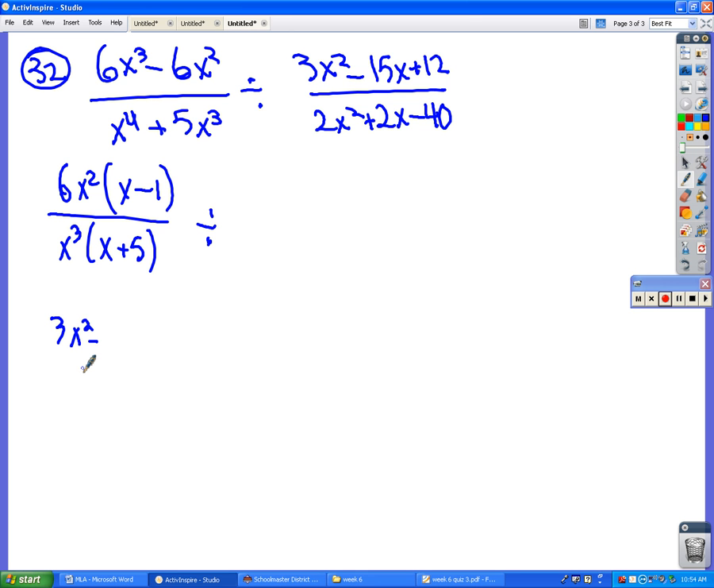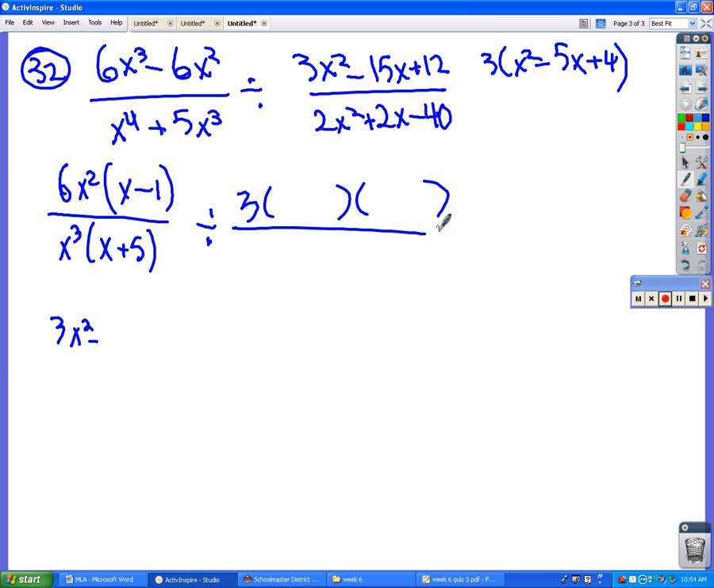What do you notice I can do with this stuff here? I can take a 3 out. So that changes it to 3 times x squared minus 5x plus 4. Okay, so now I can factor that into what? x and x is going to give me x squared, and then I need 2 numbers that multiply together: negative 4 and negative 1.